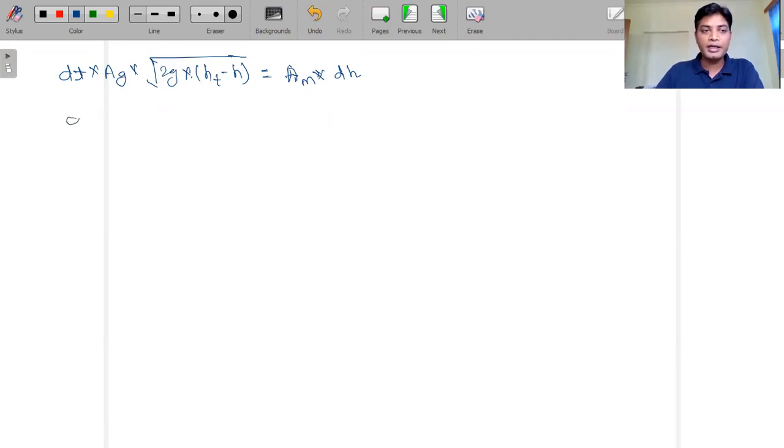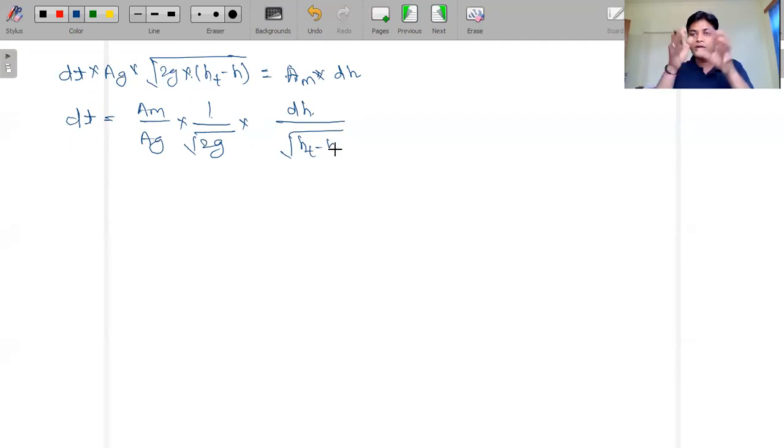So on the left hand side only dt will remain, and on the right hand side it will become Am by Ag into 1 by root 2g. I'm just simplifying this equation. This is dh into root of HT minus h. Whatever the root is, I just took it out. So this is the root of HT minus h.